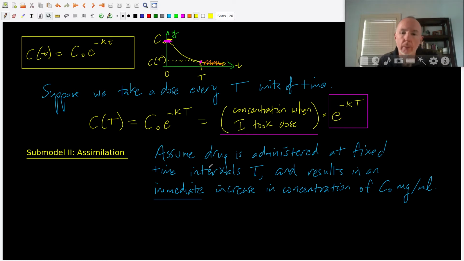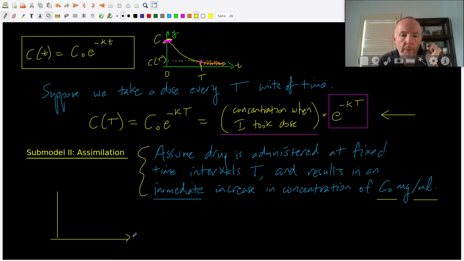So put another way, if we administer the drug at a fixed time interval, every capital T, seconds or hours or whatever we're talking, then it results in an immediate increase in concentration in the bloodstream by the amount C0, because that's the value we were using before, so let's just use that value. That's the result of taking this drug once. Every time we take the drug, it increases the concentration by an amount C0, and I should have said milligrams per milliliter before, not centimeters cubed. I think they are the same. The important thing is this formula tells us how it then decays. This rule, here's our assimilation.